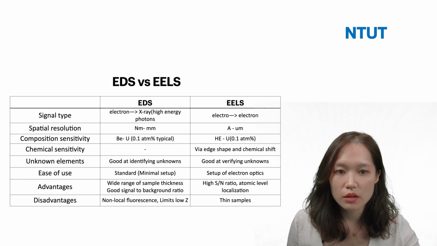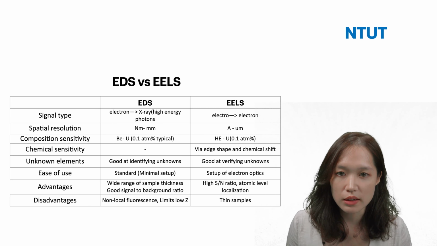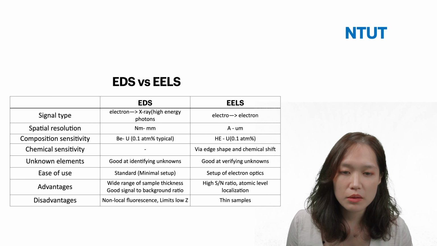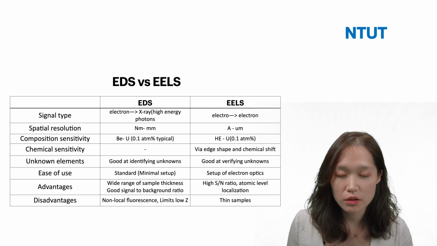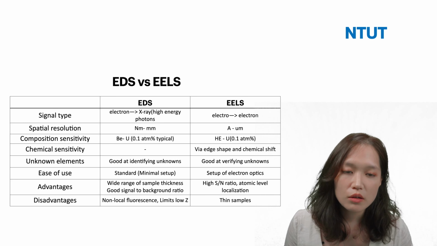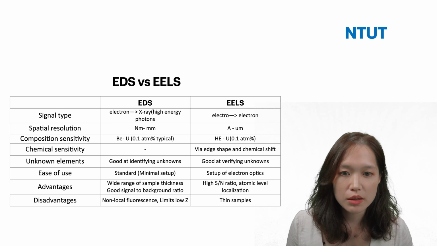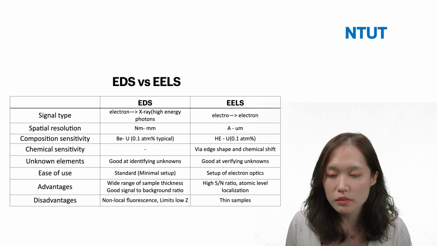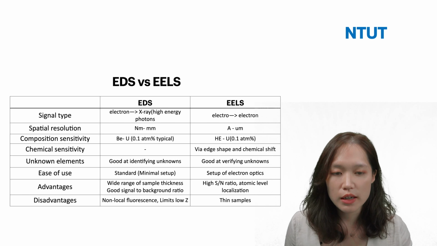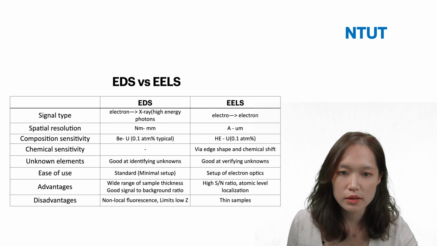The limitation of EELS is the requirement of thin samples, obviously, as we're now dealing in TEMs, which may be difficult in many fields if you're doing non-nano range or non-thin film applications, and some elements may also overlap. The disadvantage of EDS is that it can cause a non-local fluorescence, which we'll talk about later, and low Z limits are limited to a thin film signal-to-noise ratio.